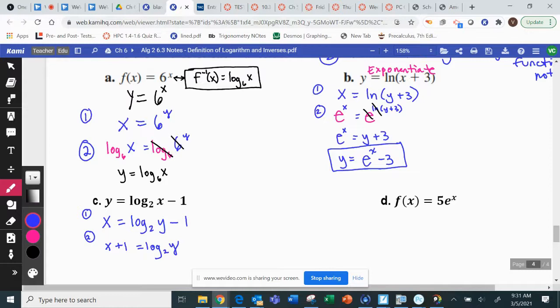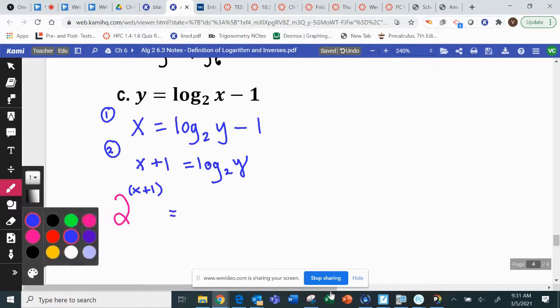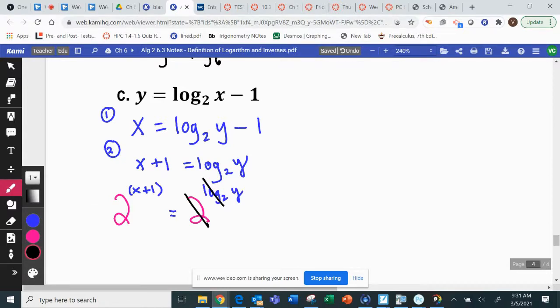2. Very good. So you guys see how she said log at first? And I was like, well, there's already a log there. We don't want to do log on a log. So we're going to exponentiate. We're going to do 2 to the x plus 1 equals 2 to the log base 2 of y. 2 and log base 2 cancel. We get y equals 2 to the x plus 1. And then that didn't have to be rewritten as function notation.